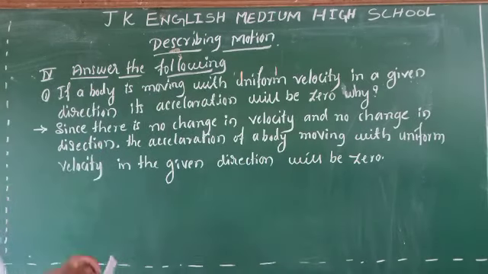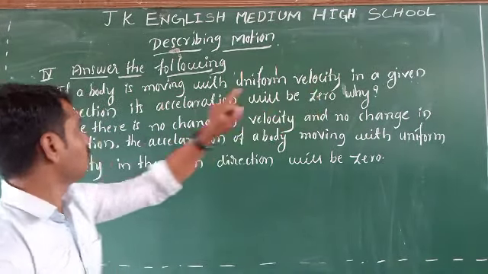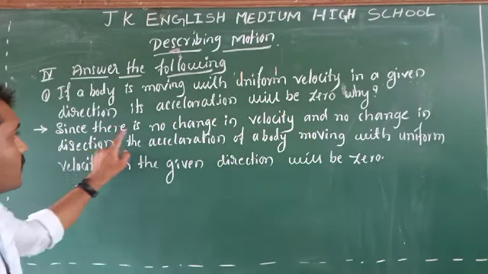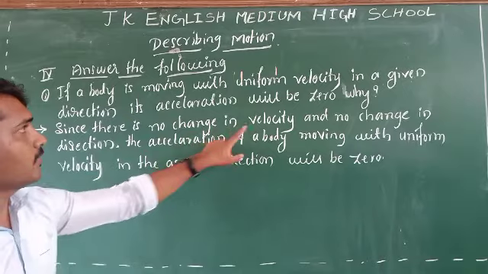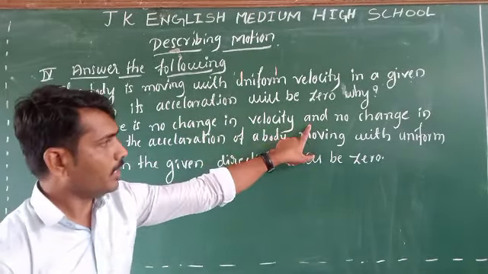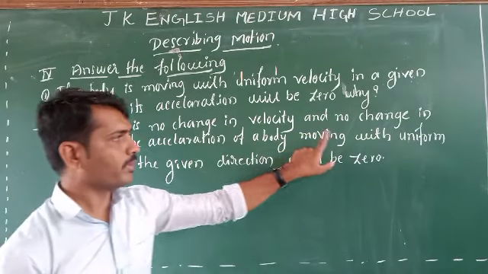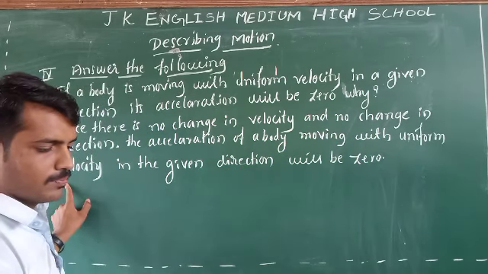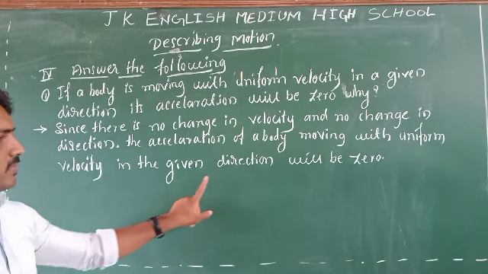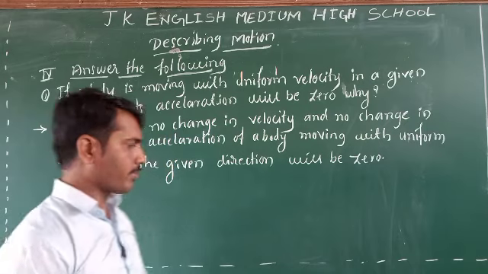So once again I read. If a body is moving with uniform velocity in a given direction, its acceleration will be 0. Since there is no change in the velocity and no change in the direction, the acceleration of the body moving with uniform velocity in the given direction, that's why the acceleration will become 0. Clear? Okay. Question number 2.